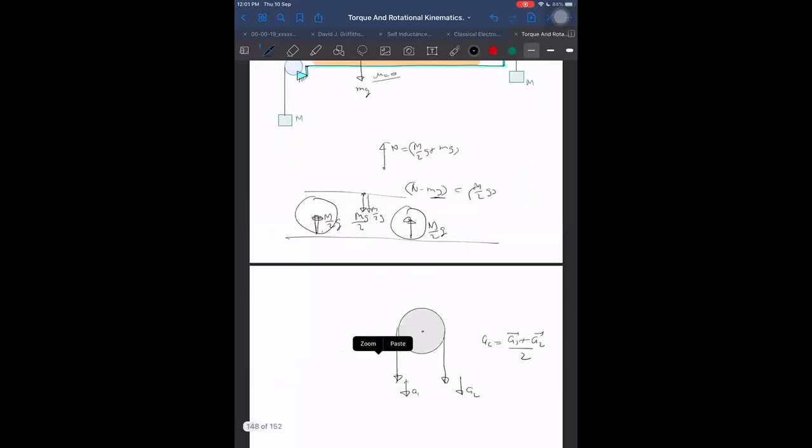What is the meaning of couple? Couple means a pair of equal and opposite forces acting at a certain distance. Let us say it is x by 2 distance. Let us say this is also x by 2. Then what is the torque due to couple? The torques due to these two couples will cancel each other. So the net torque on this system will be 0 due to this.